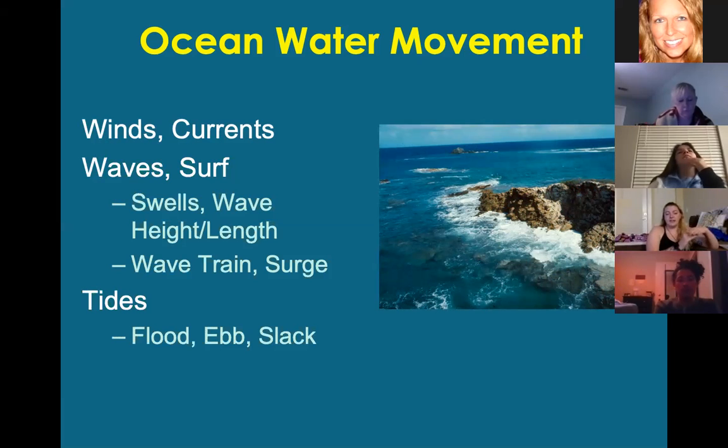Wave height is going to be how high the wave is. And then the length is going to be the distance from the top of each wave to the top of the next wave. And then surge is just any distance that the water increases. That's going to be a surge. And then for tides, you've got a flood tide, which is when it comes in super quickly. Ebb tide is a high tide, and slack tide is going to be your low tide.